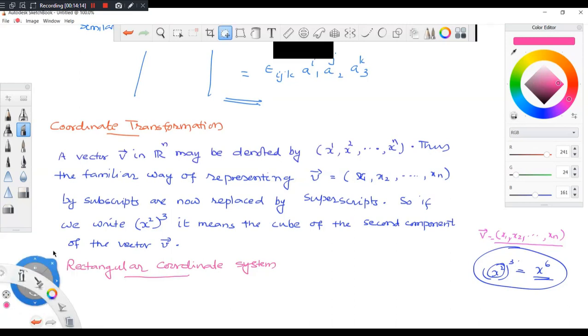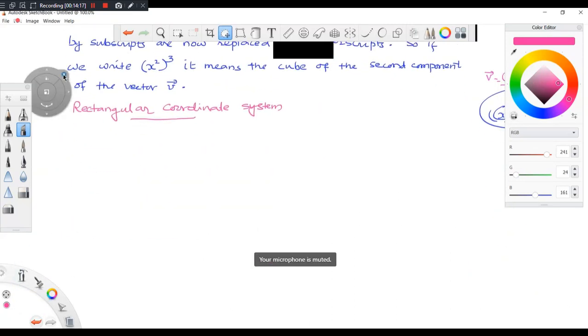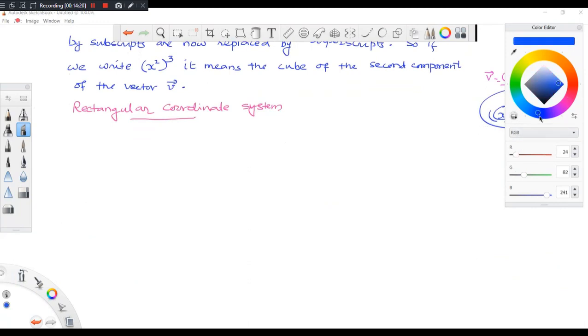So Newton's laws are mainly developed in this coordinate system. So what is a rectangular coordinate system? A coordinate system xi. When I say coordinate system xi, which means first coordinate is x1, second coordinate is x2, third coordinate is x3. If there are n dimensions, then I will have x1, x2, etc., xn with the superscripts.